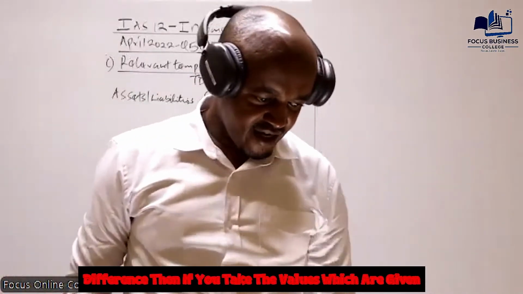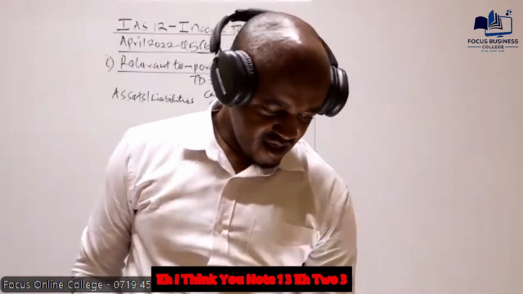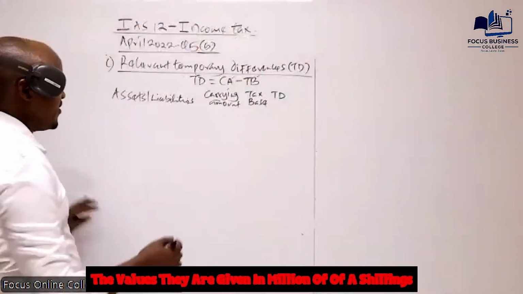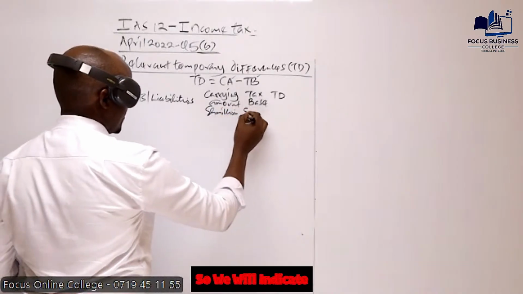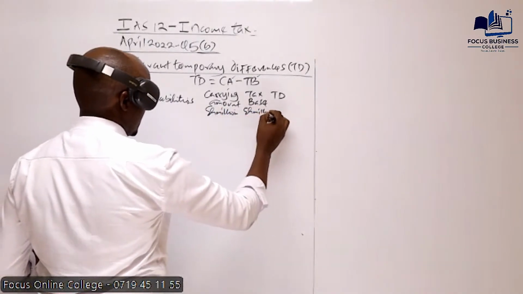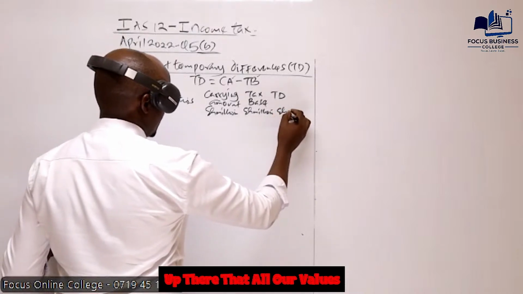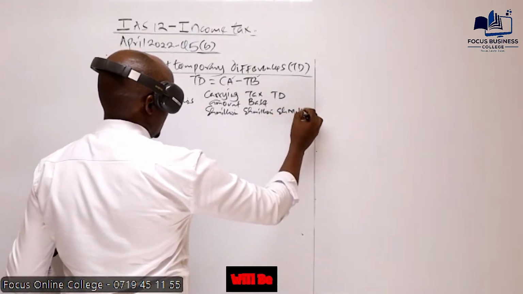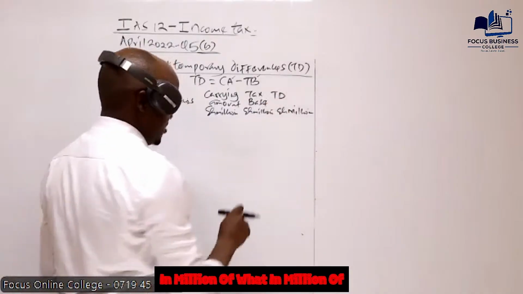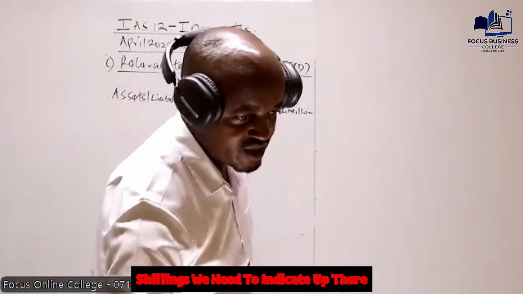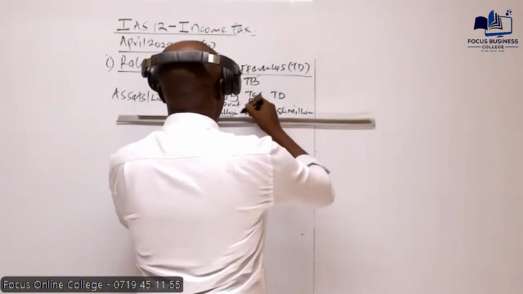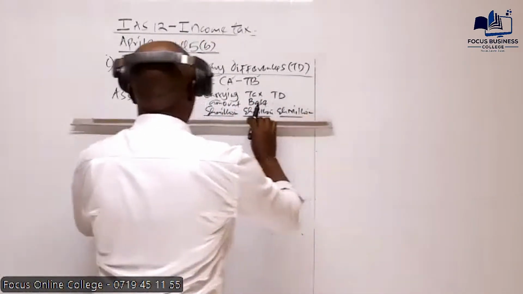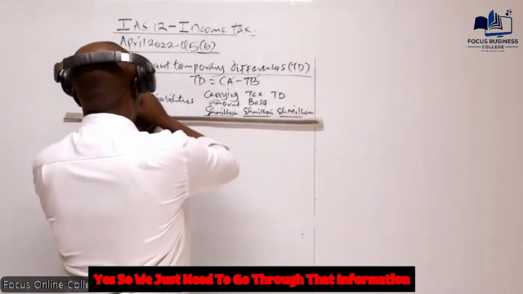Then if you take the values which are given, I think in notes 1, 3, 2, 3, the values are given in million of shillings. So we will indicate up there that all our values will be in million of what? In million of shillings. Yes, so we just need to go through that information.